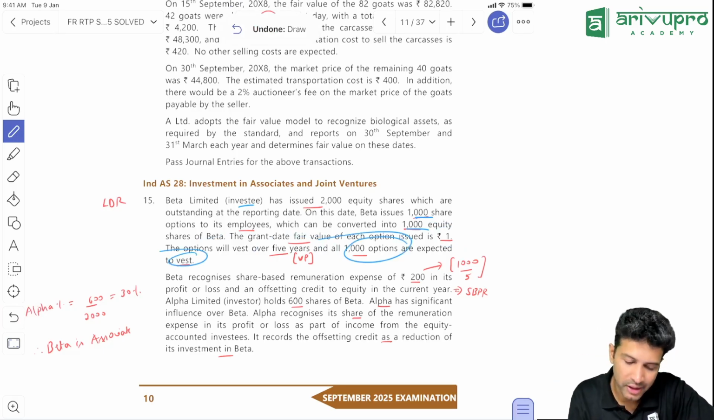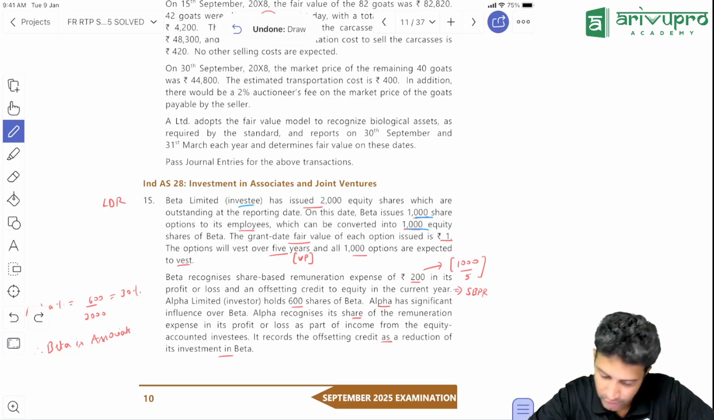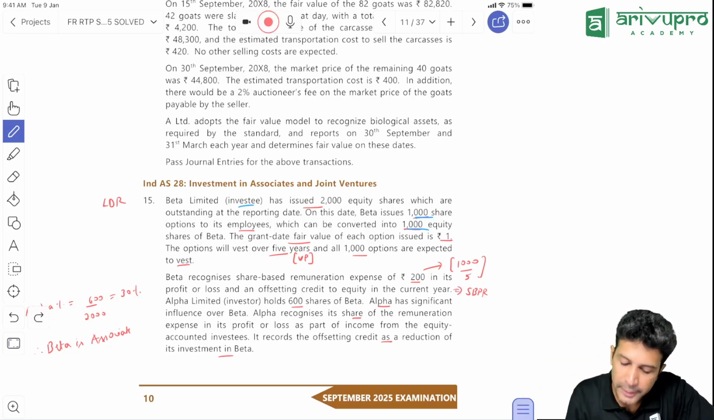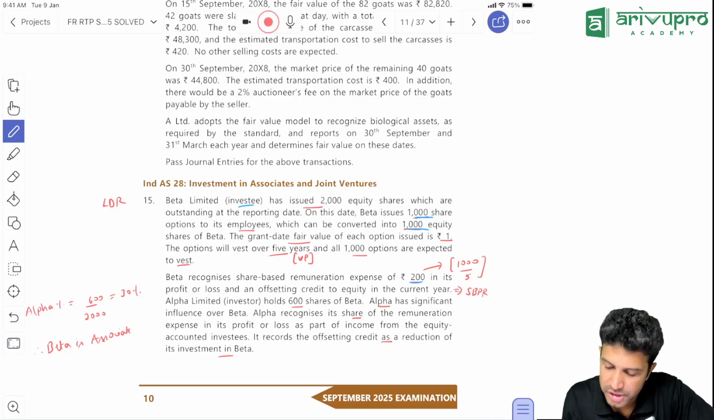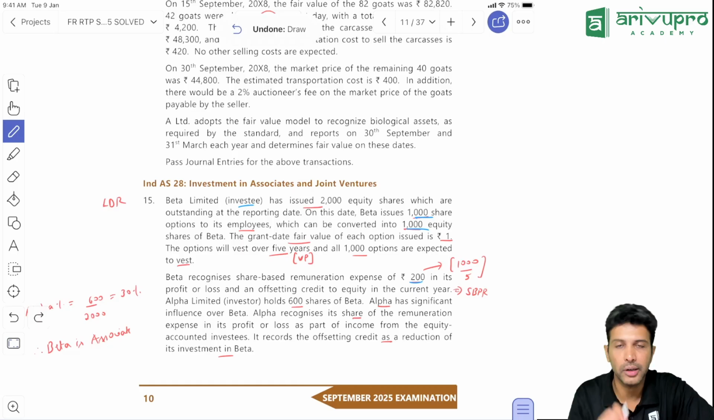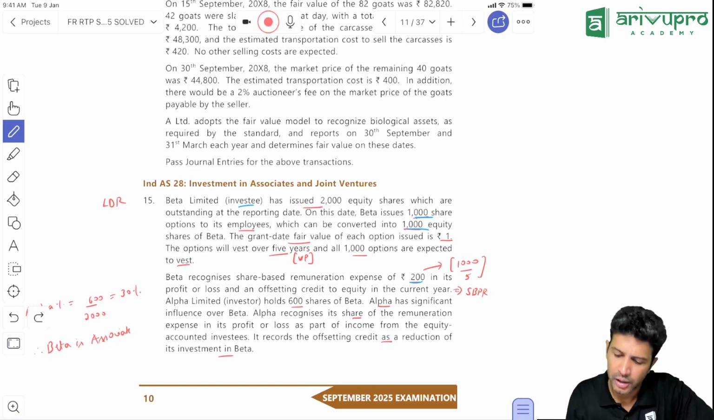All 1000 options are expected to vest. Nothing will get lapsed. Fine. This is one part. Beta recognizes share-based remuneration expense. I'll read this. You may not understand this fully. We'll see. Okay. So how is it associated, sir? We will see. Okay. Now check.